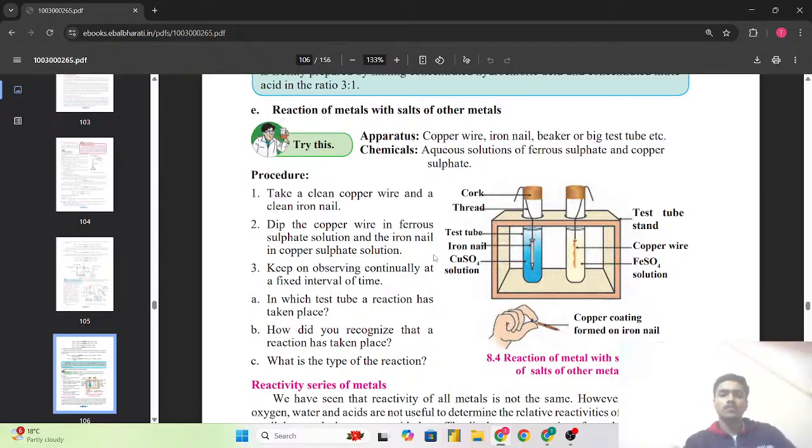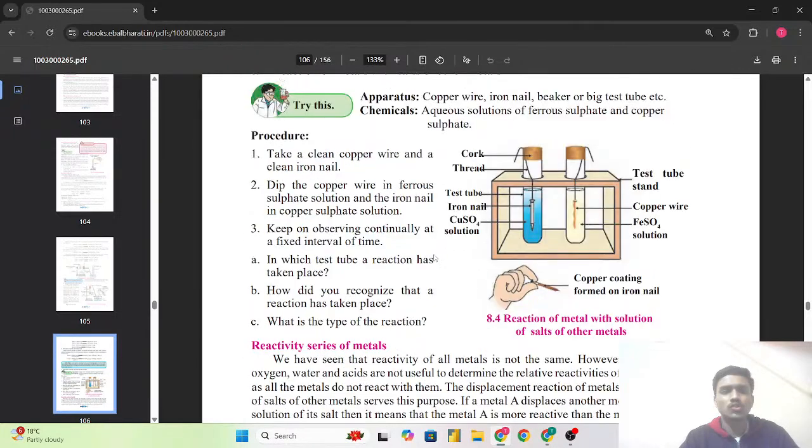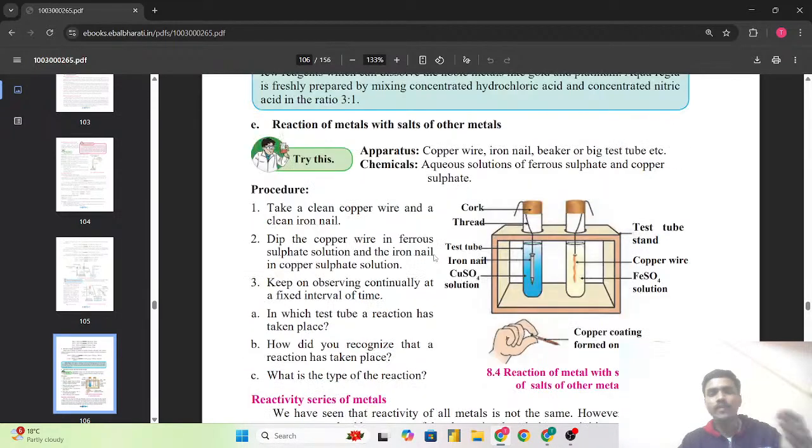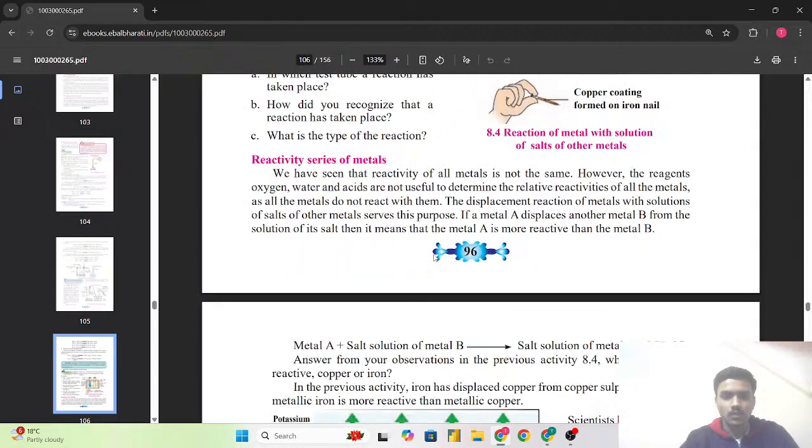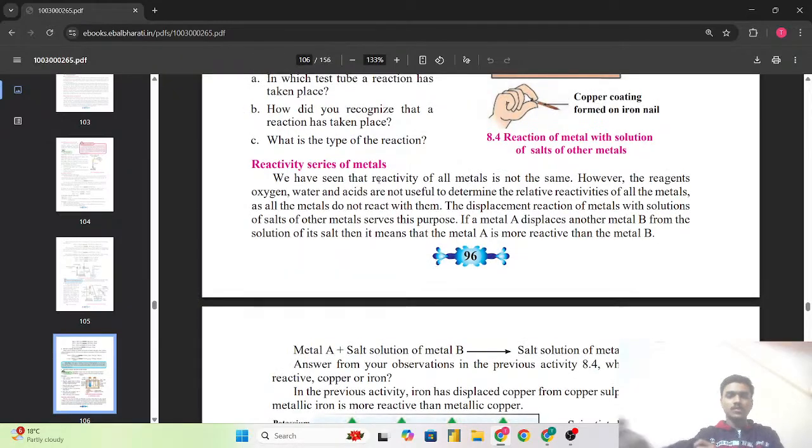So as we have also seen this reaction in chapter 3, here the displacement reaction has taken place. Basically, cork, thread, test tube, copper sulfate, ferrous sulfate solution, and we are able to see that the reaction of the metals with the salts of the other metals leads to the formation of salts. So the reactivity series of the metals we will be seeing in the next part.